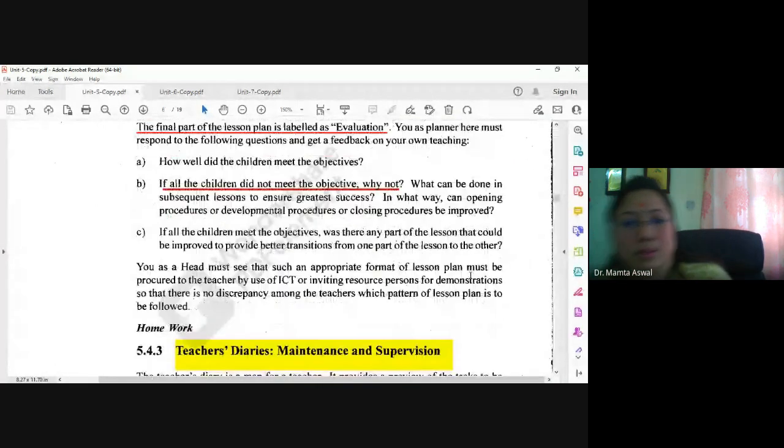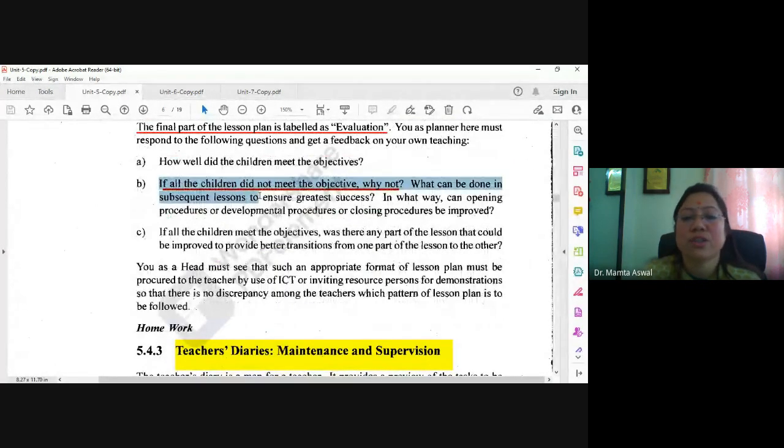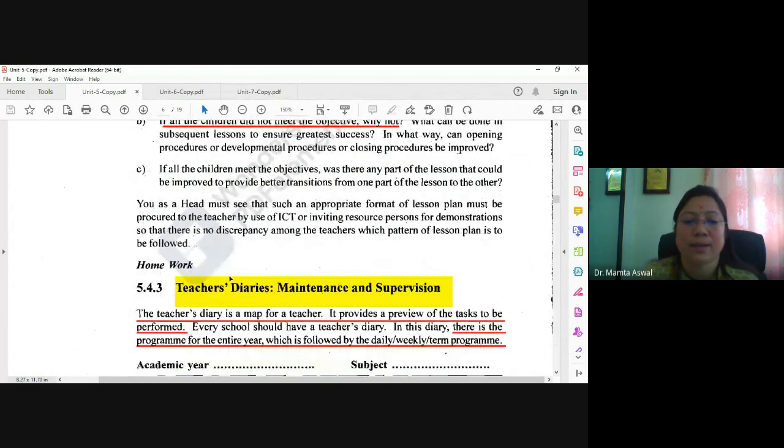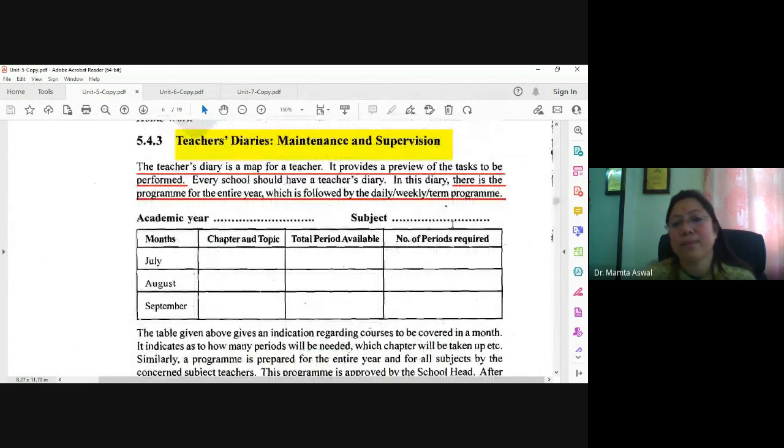So here, as I asked you, if the children do not meet the objective, or if the children meet the objectives, these things can be taken care of. Then the second important point is the teaching diary, the teacher's diary. One was the lesson plan, and the second thing is a diary which will be maintained by the teacher. A diary of the activities and work plan of the teacher about the different subjects which the teacher is teaching.